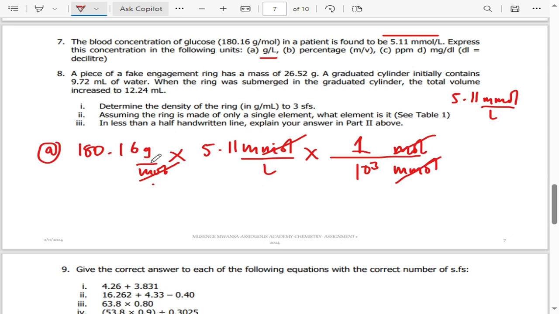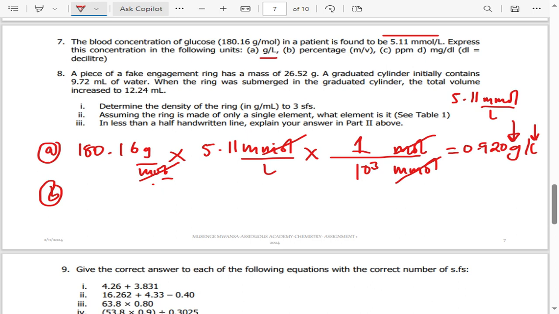This is 180.16, and then we are multiplying it by 5.11, and then we are dividing it by 1000. So approximate is going to give us 0.920 grams per liter. And then for B, it's saying we want to find the percentage mass by volume. Percentage mass by volume. In other words, on top we want to have the mass, down we want to have the volume. Already for this unit, you can see this is mass, right? And then this is volume. That is percentage mass by volume.